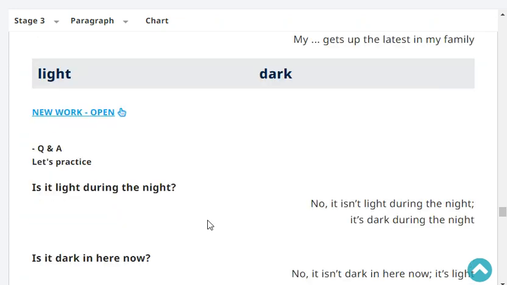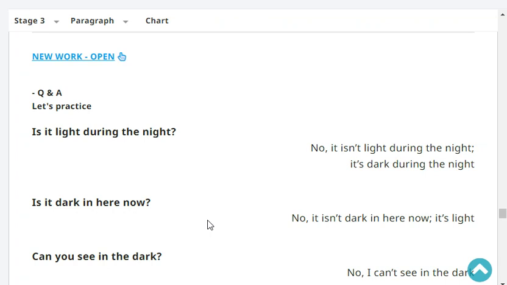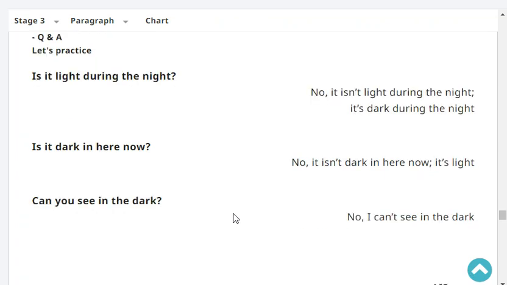Okay, next. Is it light during the night? No, it isn't light during the night. It's dark. Very good. Can you see in the dark? No, I can't see in the dark. Very good.